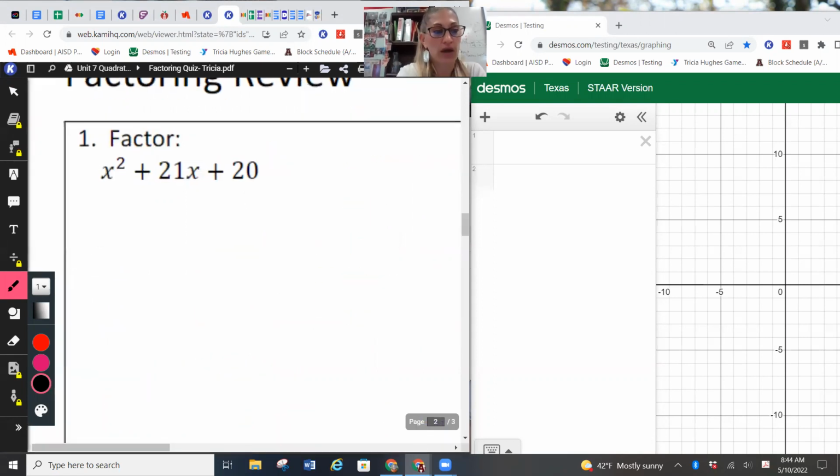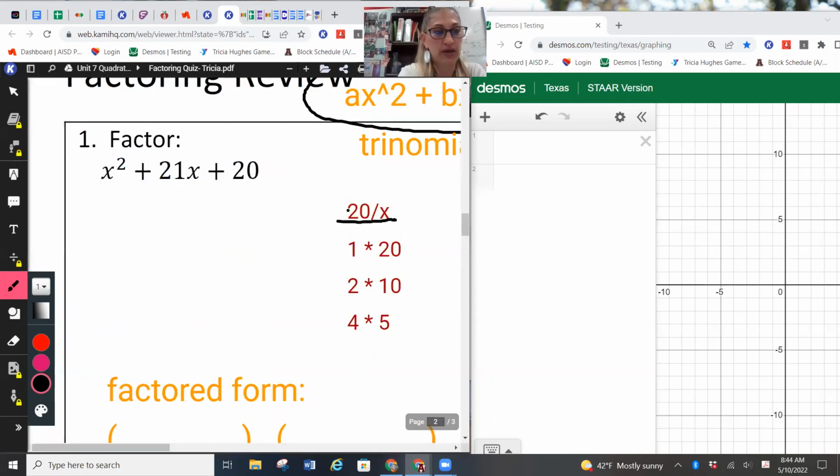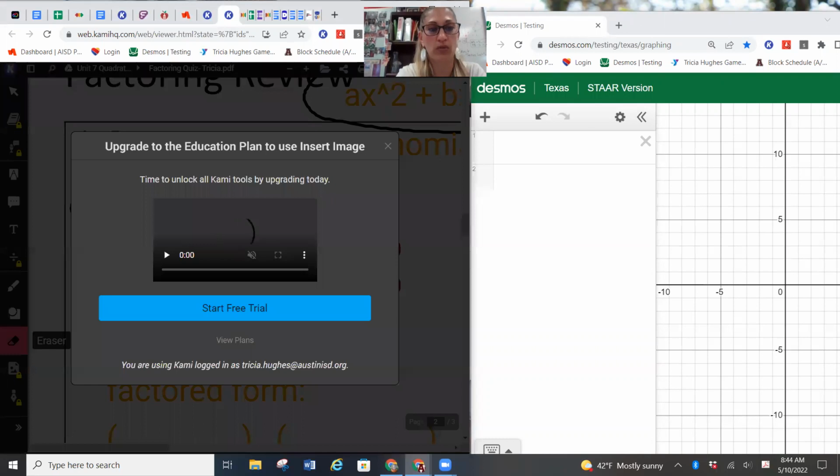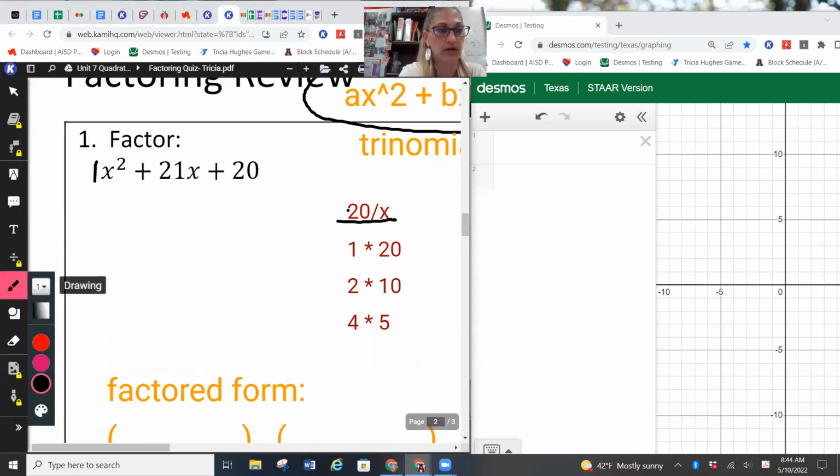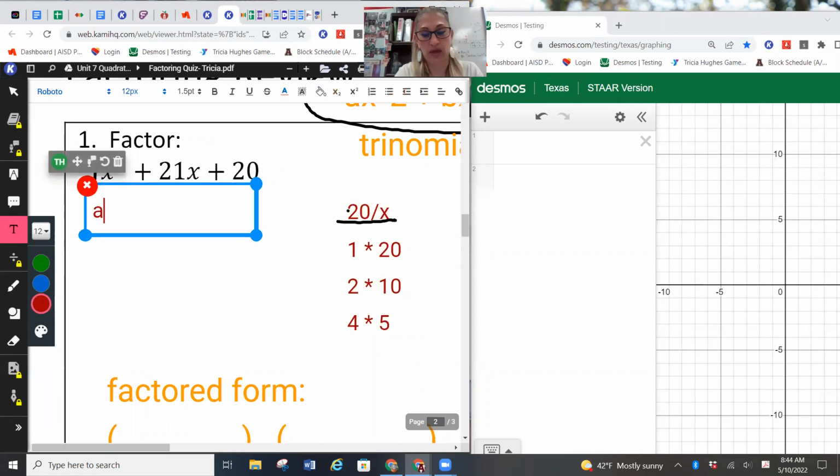So I want to remind us that here we have a 1, so A is 1. Here B is 21 and C is 20. So let me just type it. A is 1, B is 21, C is 20.